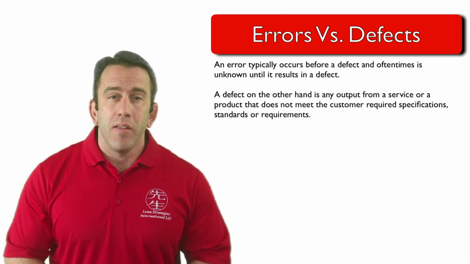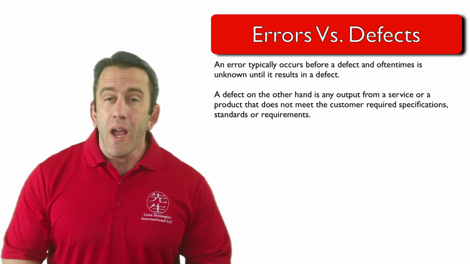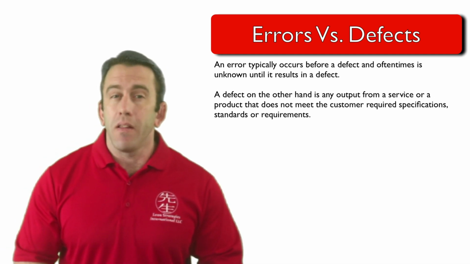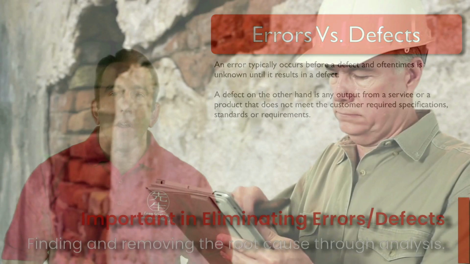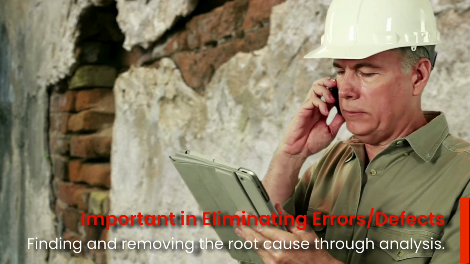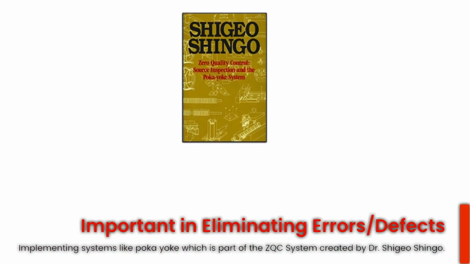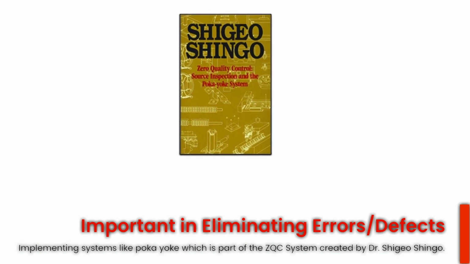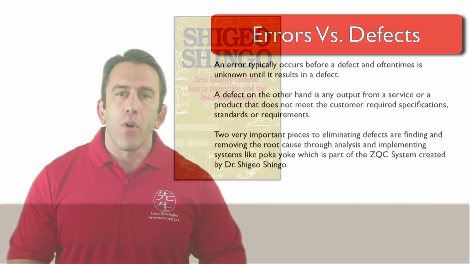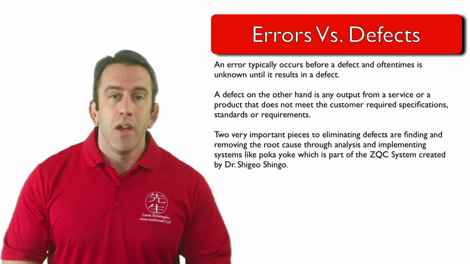Daily huddles, Kaizen, and even improvement meetings should be focused on discussing ways to eliminate waste and remove errors and defects in daily operations. 2 very important pieces to eliminate defects are finding and removing root cause through analysis and implementing systems like Poka-Yoke, which is part of the ZQC system created by Dr. Shigeo Shingo.